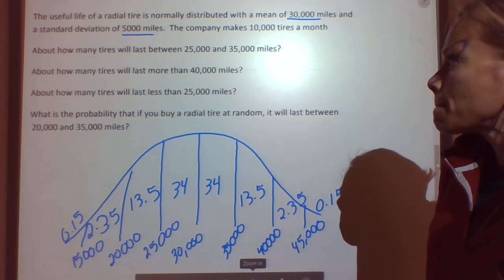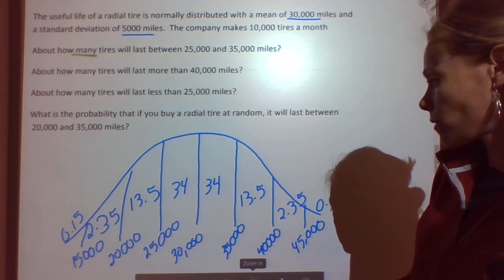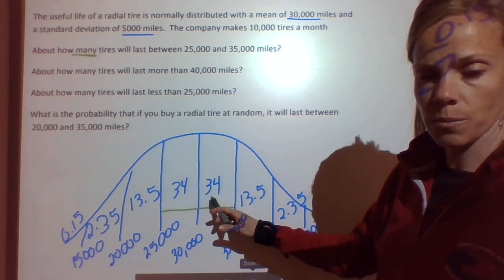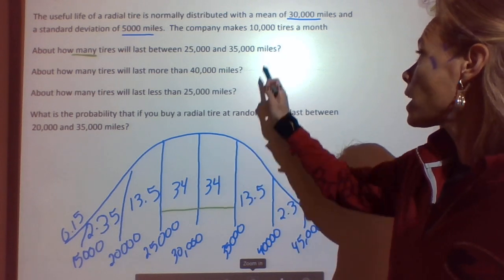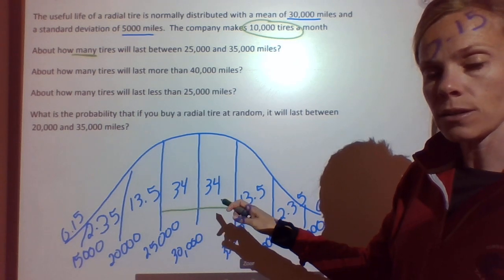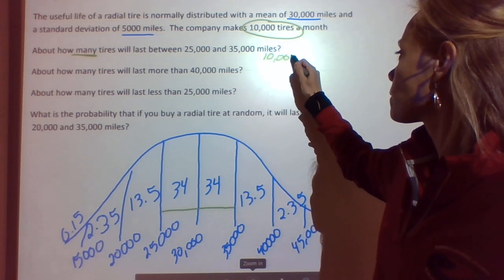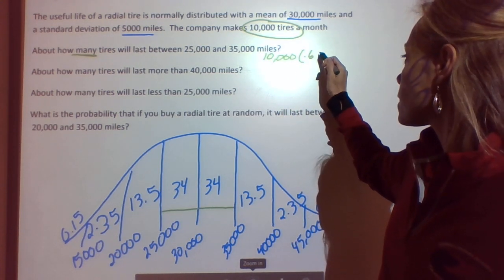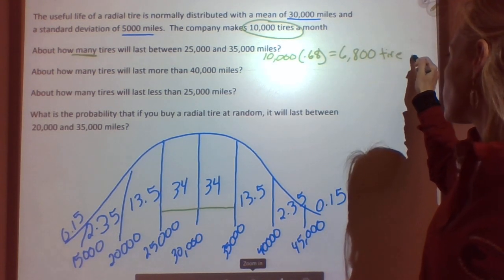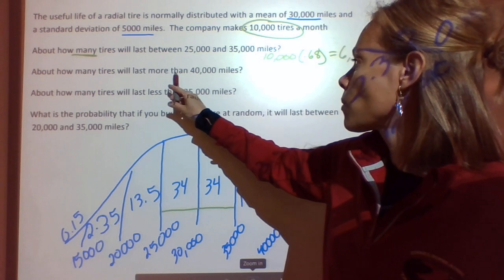So it says, how many, now let's look at this question, how many tires will last between 25 and 35? So 25 and 35, we know is 68%, but it's not asking me for percent or probability, it's saying how many. So if I have 10,000 tires, and I know 68% will last that long, how many tires would that be? So I would need to take 10,000 times 0.68, which would be 6,800 tires.